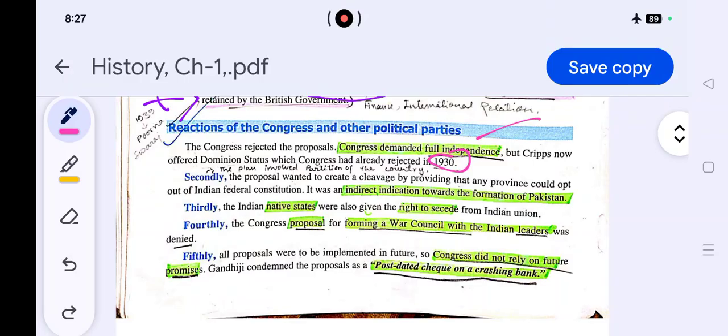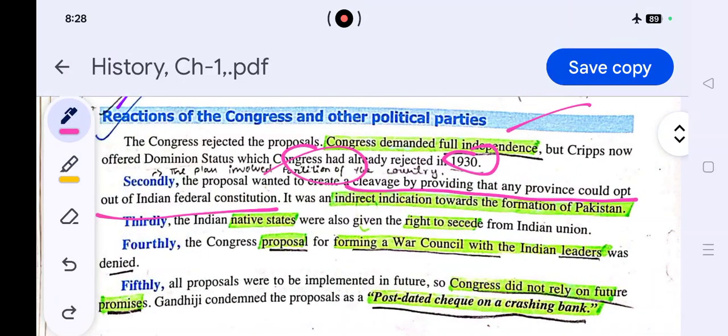Now, secondly, the plan involved partition of the country. Why partition of the country? Because of the right to secede: if certain groups of princely states choose to be independent or remain outside the Union of India, that basically is partition. We don't want that. The proposal wanted to create a cleavage by providing that any province could opt out of the Indian federal constitution.